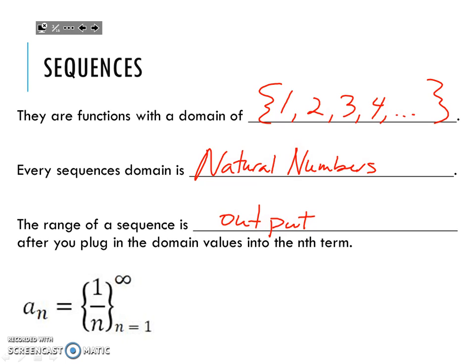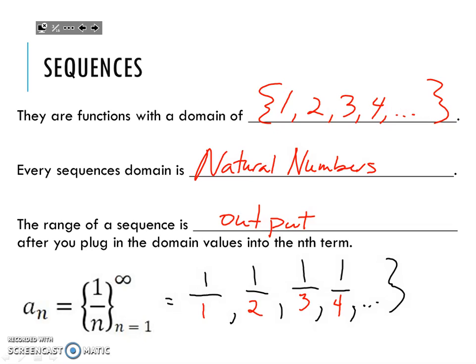So if I wanted to figure out what this sequence is, the range values, I would just plug in my domain values. So I'm going to get 1 over 1, comma, 1 over 2, comma, 1 over 3, comma, 1 over 4. And that pattern would continue on. So these are my range values there. It's just what I get after I plug in my domain. If you were actually answering this question, 1 over 1, we would want to simplify that and make that just a 1. But these are our outputs after we've plugged in those terms.